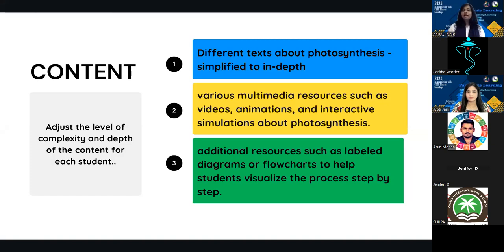Then diagrams and flow charts that will help students to visualize the process. There may be some students who may not understand the lecture method. So for them, you need some diagrams, some flow charts. They are good when you show them some visual aids. So visualizing the process becomes easier for some students. So you should use all sorts of content and resources in your classroom.